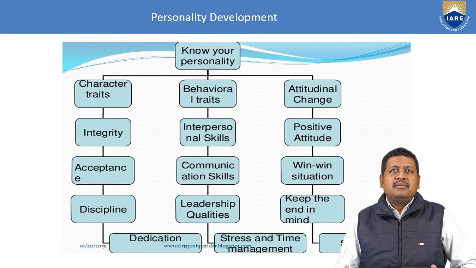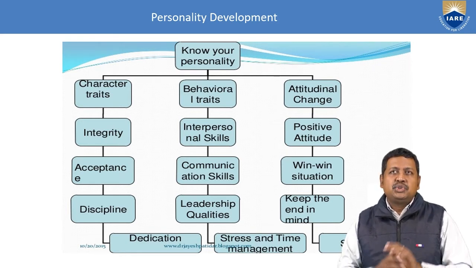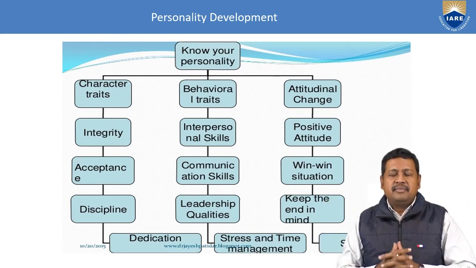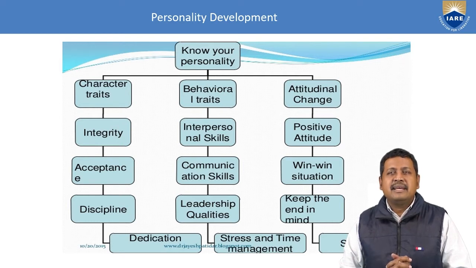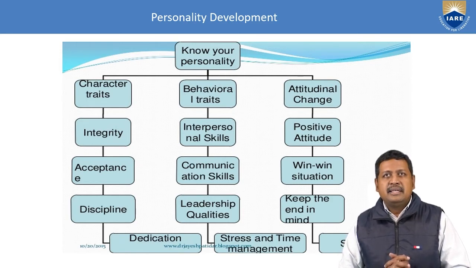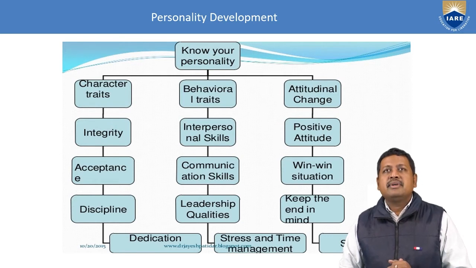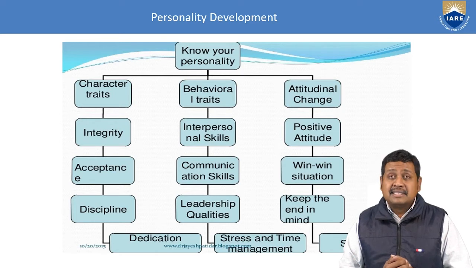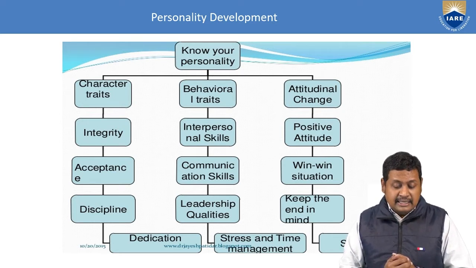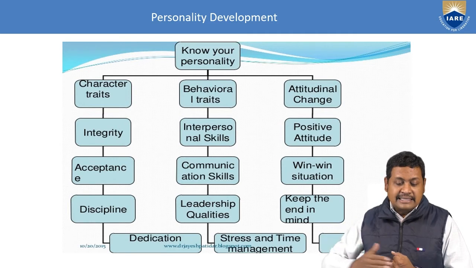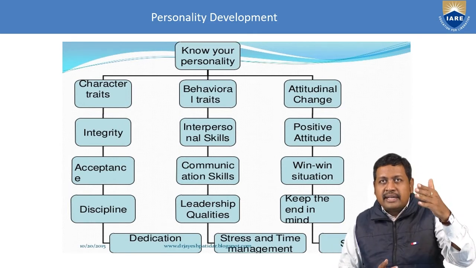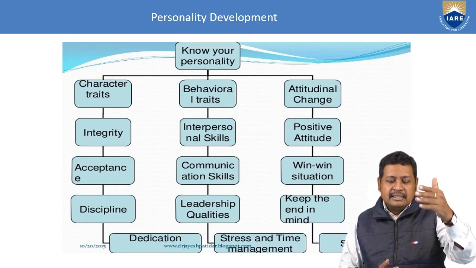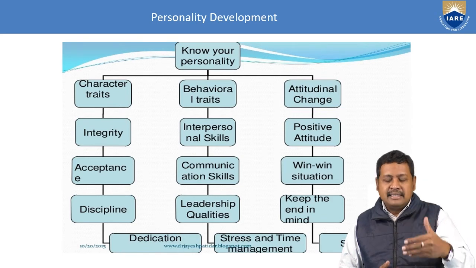Have a look at this diagram that highlights and emphasizes the character traits, behavioral traits, and attitudinal change. For example, under character traits, we have integrity. The meaning of integrity is uprightness. Then acceptance, discipline, and dedication. So under character traits, a person will have integrity, acceptance, discipline, dedication.